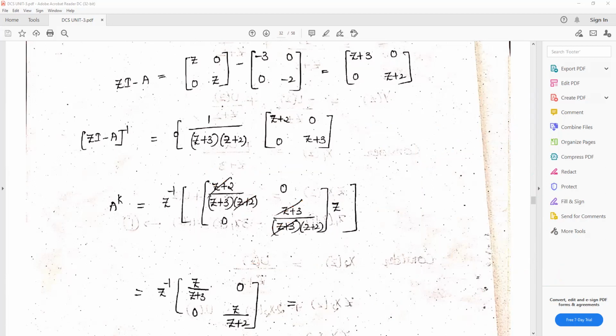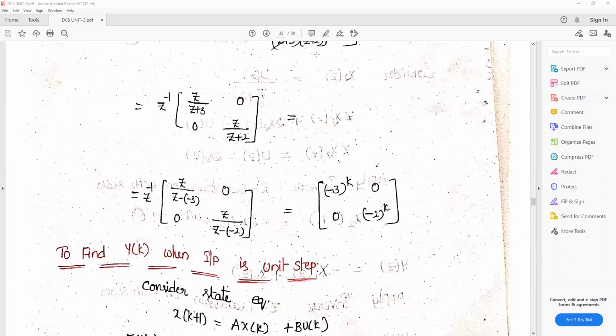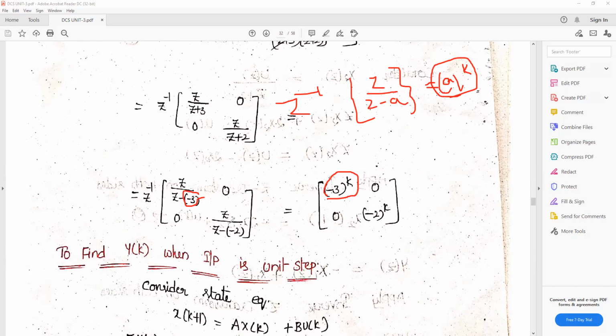The z inverse of Z by Z minus a, by the formula, is equal to a power k. Here the a terms are -3 and -2, so -3 whole power k and -2 whole power k. So this is the state transition matrix, A power k. Okay?